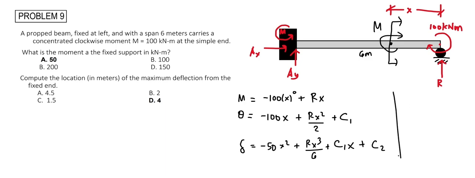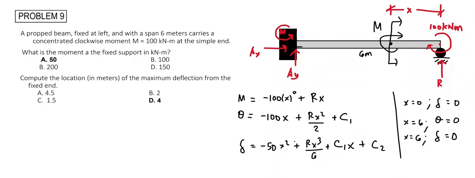Now for the boundary conditions to solve for the arbitrary constants, at point 0 the deflection is equal to 0 because this is a roller support. And at the fixed support, where x is equal to 6, the slope of the beam is 0, as well as its deflection. So using these boundaries, we can solve for the 3 unknowns.